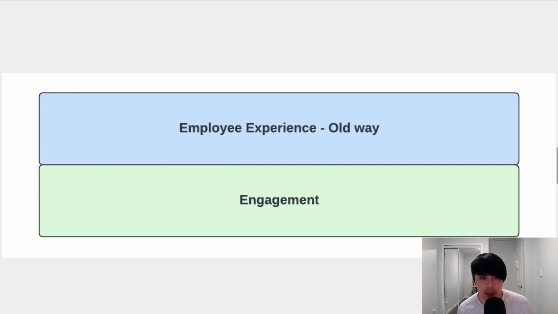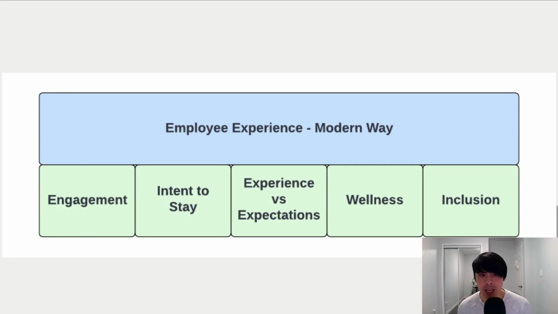Quickly, companies saw that their employees were engaged, but still leaving the company. Right? The best example of this is in the healthcare industry, where nurses and doctors are really engaged and believe in their work, but they were quitting in droves. That's why it's crucial to measure more than engagement. The EX25 methodology validated 5 KPIs for employee experience. So engagement is still a crucial piece, but they also measure intent to stay, experience versus expectations, wellness, and inclusion.